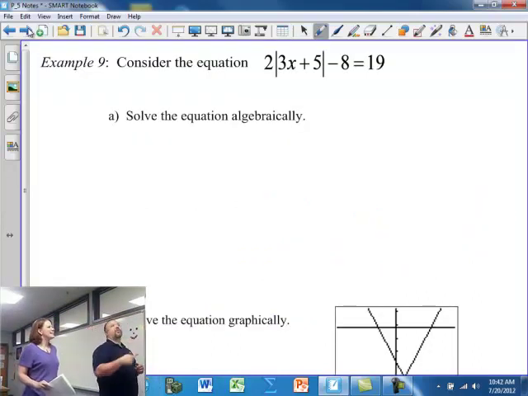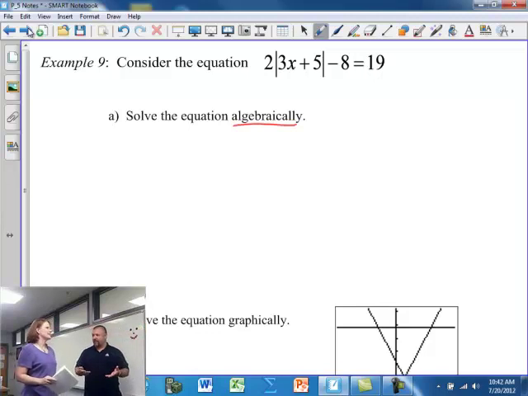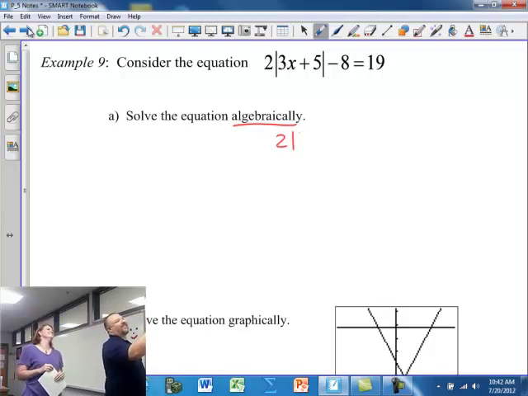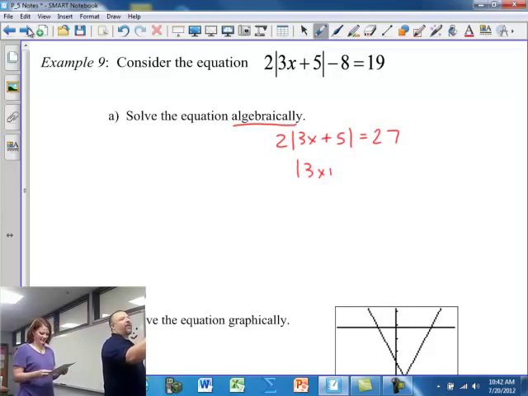All right, let's do an example. Now the key to doing this algebraically is to treat the absolute value like a parentheses and undo everything until we get the absolute value by itself. And then we'll use our definition. Okay, so if we see a 2 times a parenthesis minus an 8, we're going to add the 8 first. Okay, add the 8. 27. And then we're going to divide by our 2.